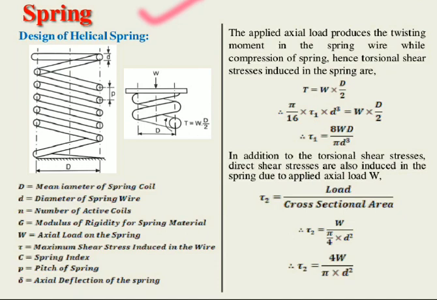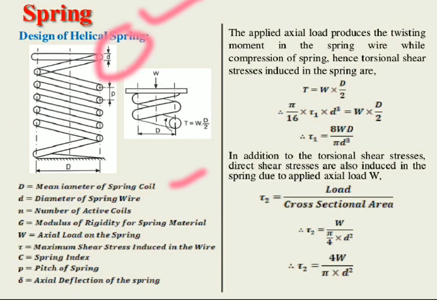So this is a basic diagram given for a helical spring. A few nomenclatures are also given here, which I have mentioned for your reference. Capital D is the mean diameter of spring coil. Small d is the diameter of spring wire. N equals the number of active coils. I have already discussed these points in your previous lecture.